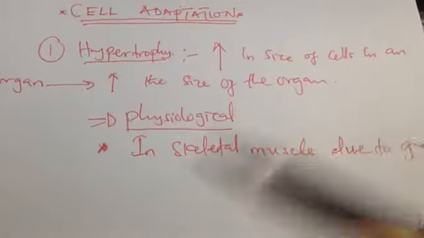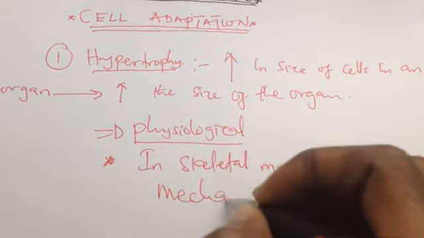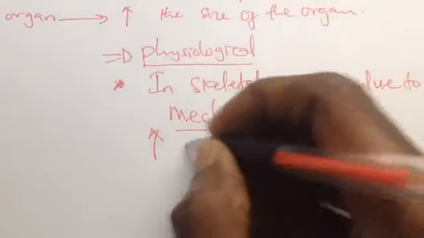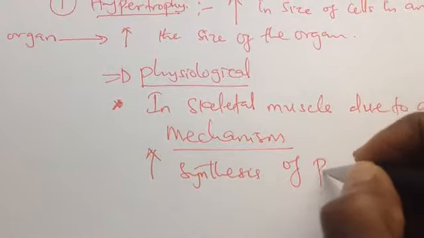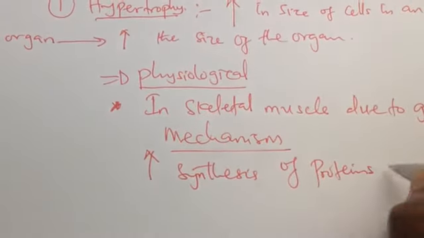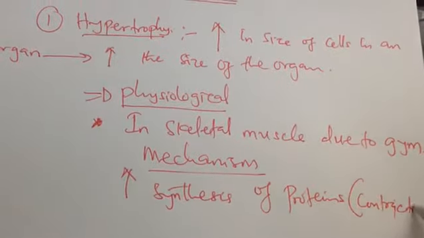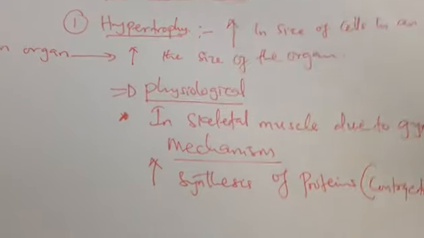So how do these cells increase in size? The mechanism is that they increase the synthesis of protein, especially the contractile proteins. This is how they increase in size.